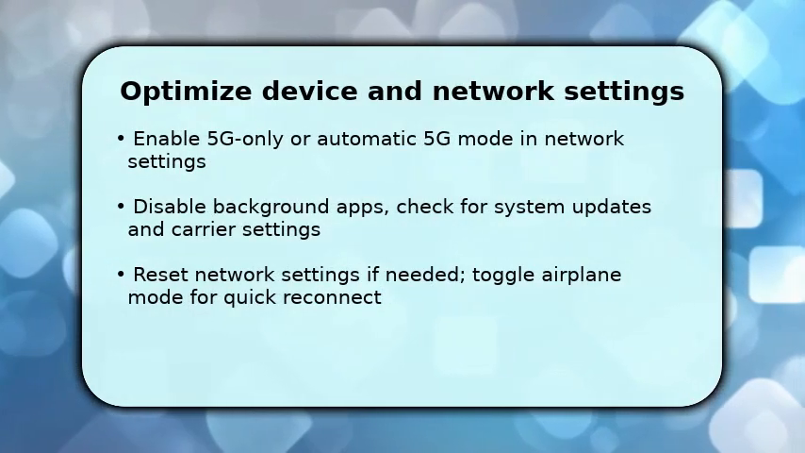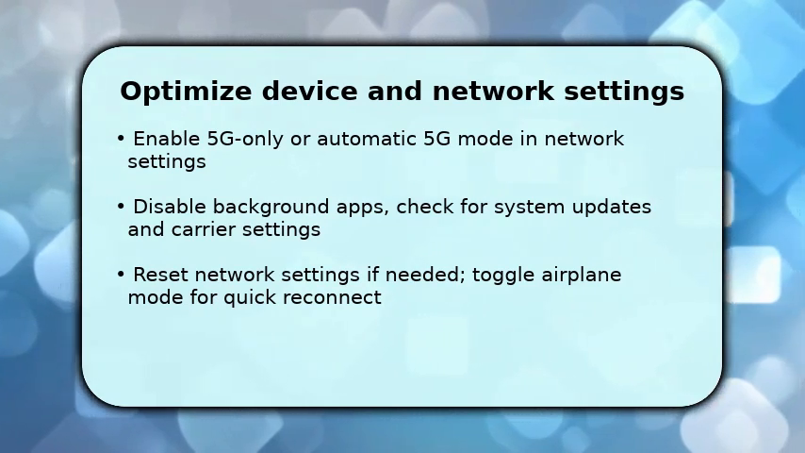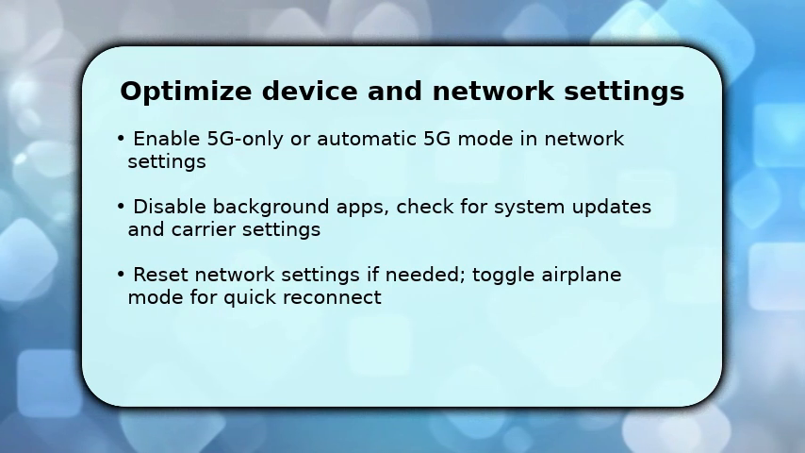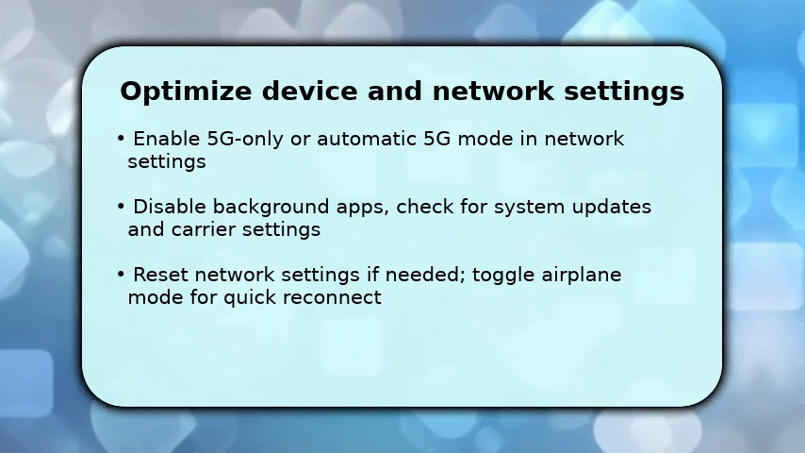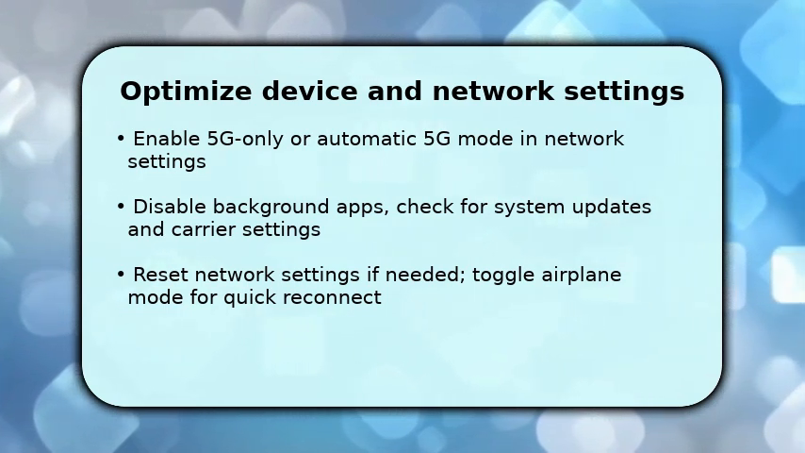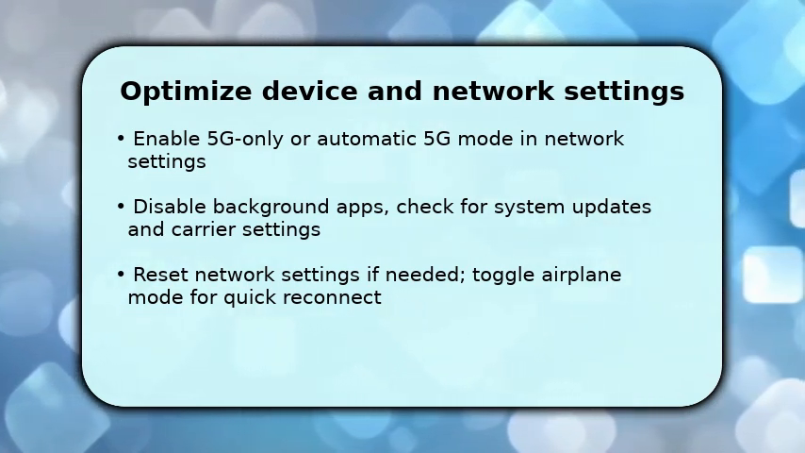Go to Network Settings and choose 5G only or prefer 5G where available, then turn off Battery Saver and Background Sync because they throttle data. Update the phone firmware and carrier settings to fix compatibility. These updates often include radio improvements.